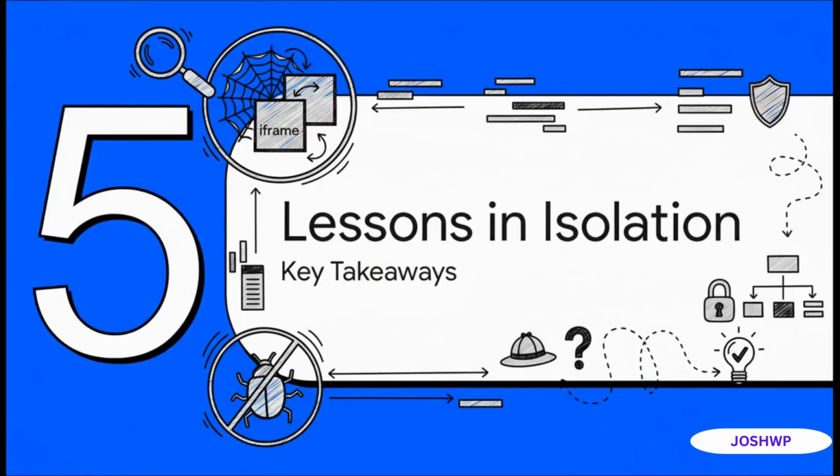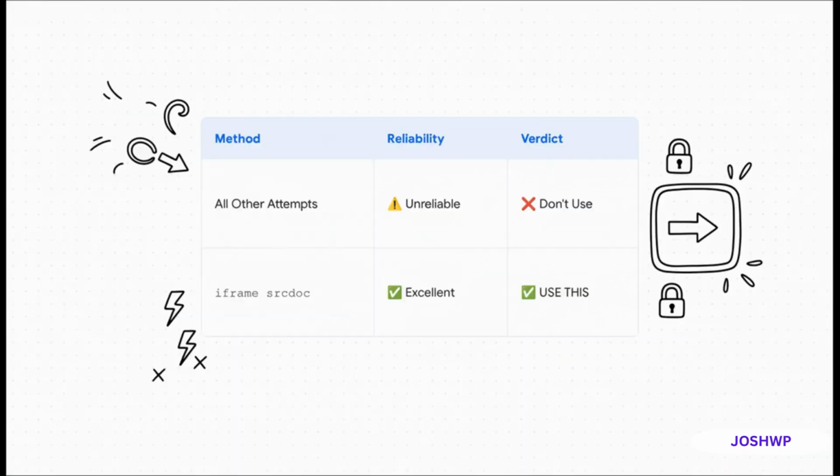So, what can we all learn from this little web development whodunit? Let's boil it all down to the most important lessons. Honestly, the verdict here is crystal clear. Every single other attempt, from just pasting the code to trying to time it perfectly, is a total gamble. It's fundamentally unreliable. The iframe method, especially using the srcdoc attribute, gives you that bulletproof isolation you need. It's the only real answer.